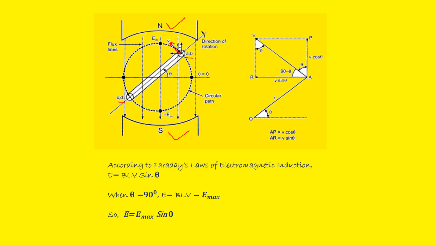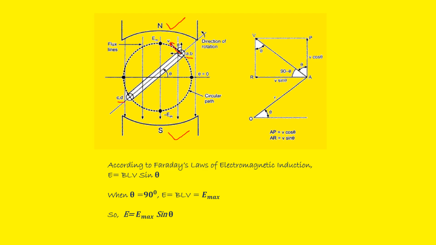Before starting this derivation, we need to understand certain factors or elements. First, what do we mean by flux density? Flux per unit area is flux density, which is measured in Weber per meter square. Next, the active length of the conductor. There is a difference between the length of the conductor and the active length of the conductor. Active length means the portion of the conductor which is actually participating in cutting the flux.